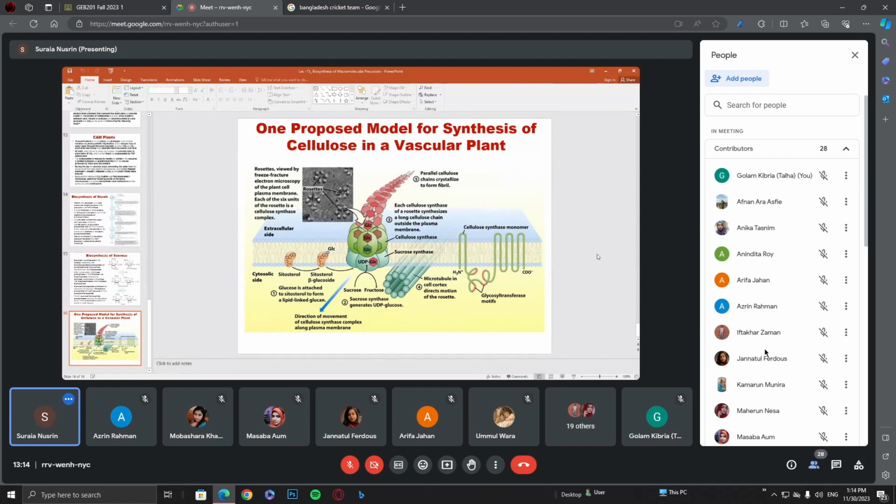The scientists generated the model. Maybe this is the way the cell is synthesizing the cell wall made up of glucose from sugar residues. Okay, so that is about our today's lecture.